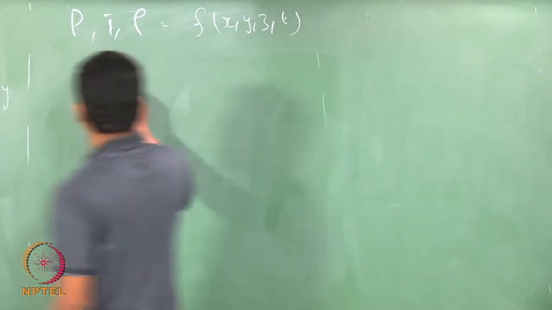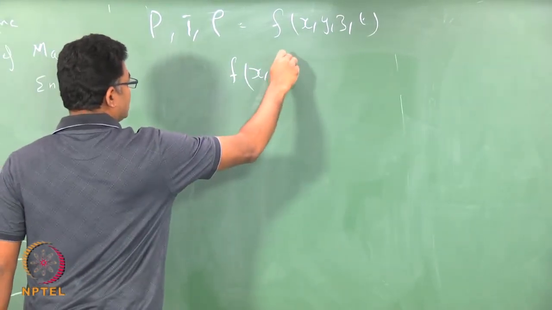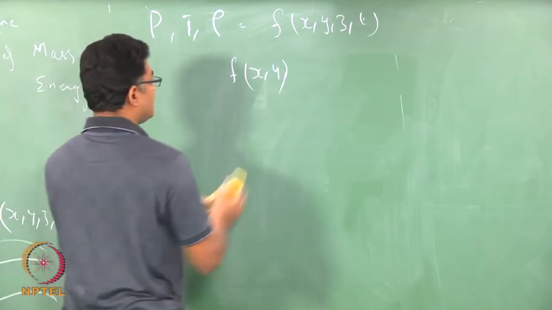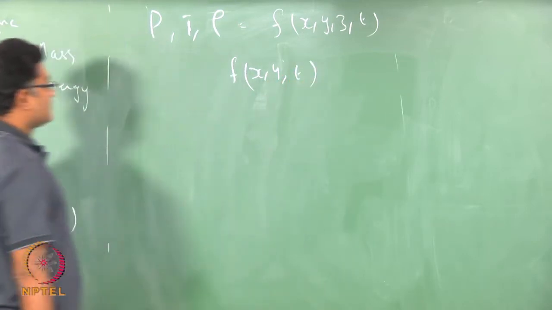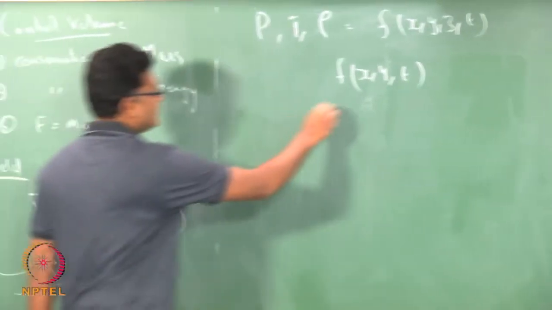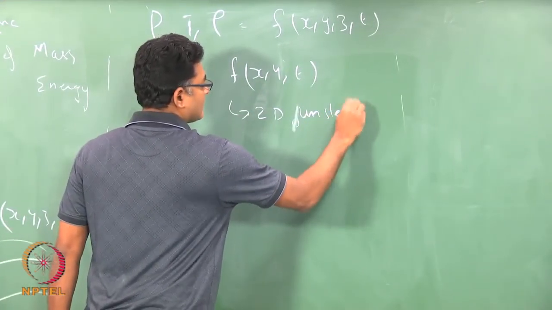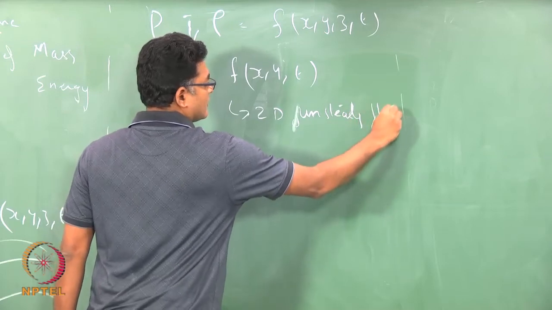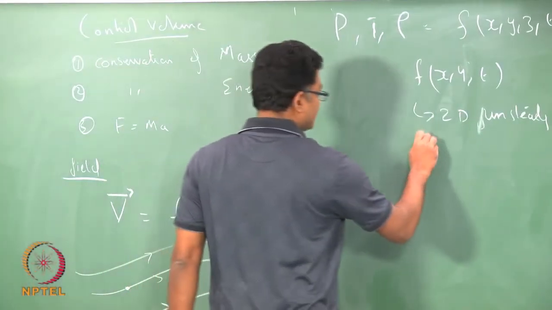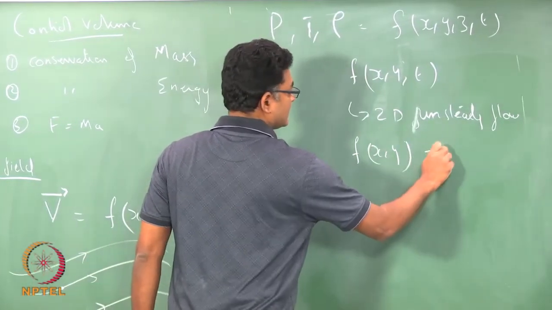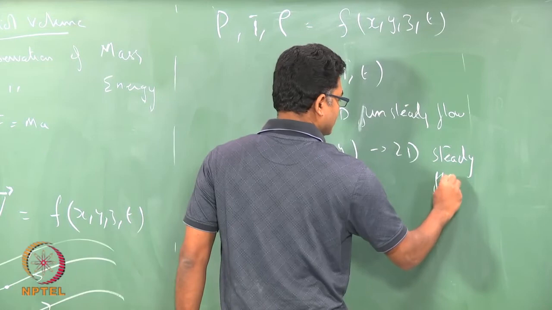Now, if it is a function of just two variables, two dimension and time, then this is a two-dimensional unsteady flow. If the time dependency is absent, then this is a 2D steady flow.